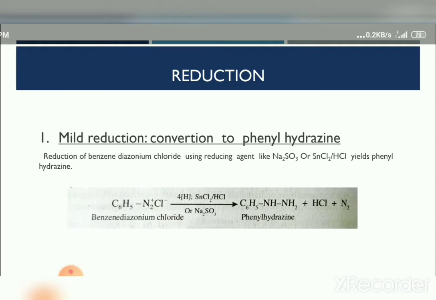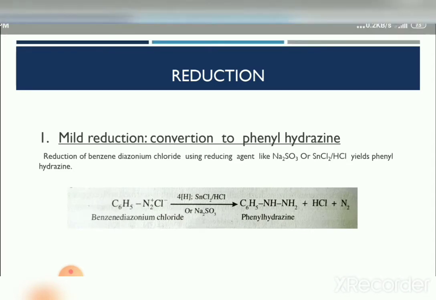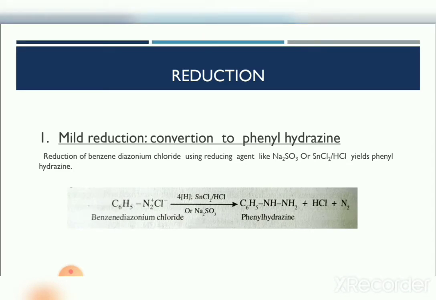The reduction is of mainly two types, mild reduction and strong reduction. First, in the case of mild reduction, the conversion to phenyl hydrazine takes place. So, the benzene diazonium chloride reacts with Na2SO3 or SnCl2/HCl to yield phenyl hydrazine. Here, the reaction is represented.